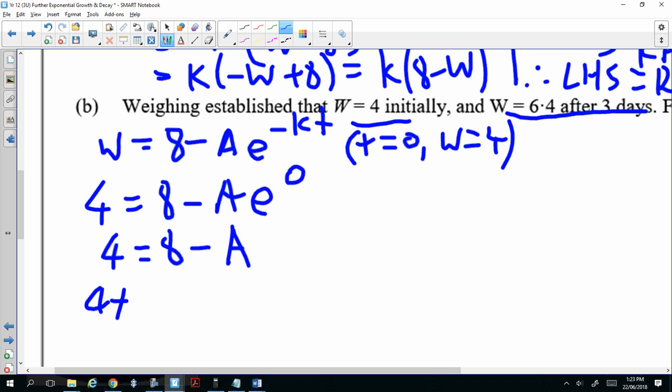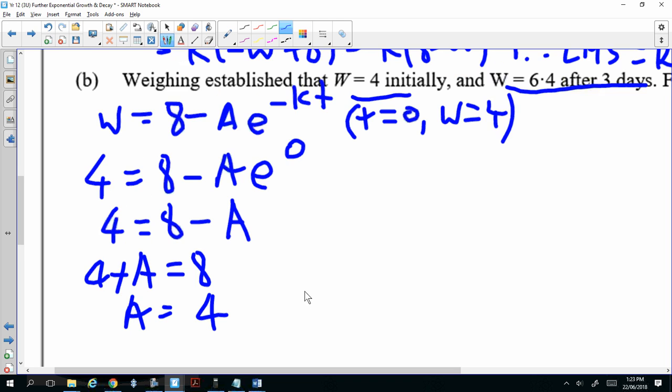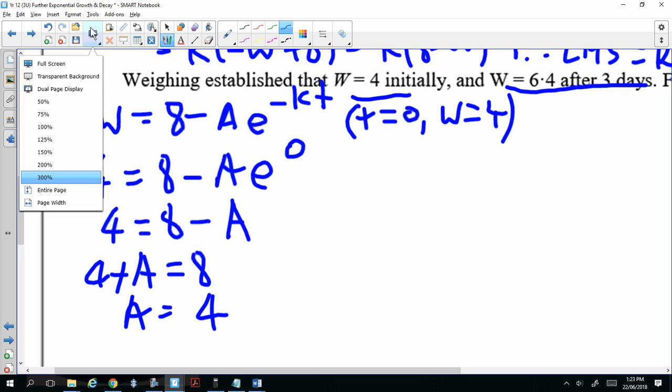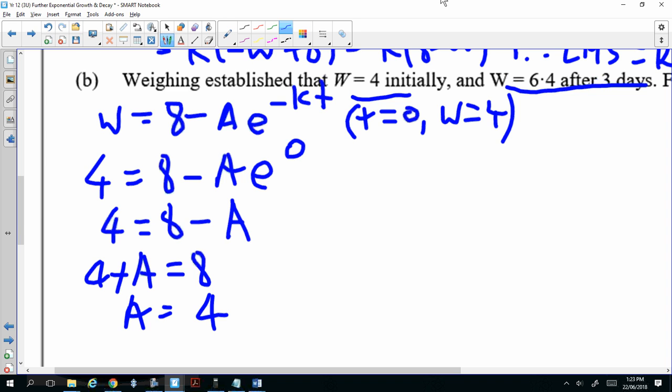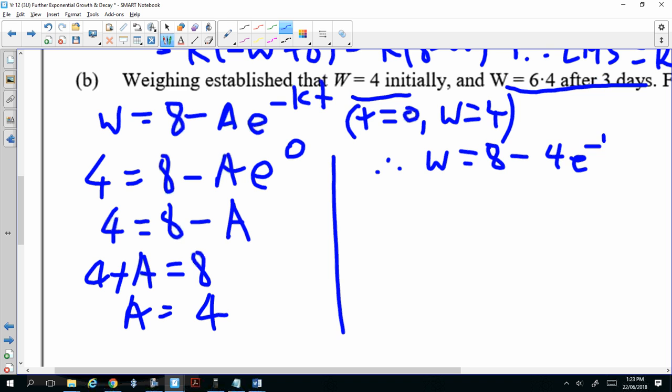And once you find a, you have to update your formula. So let's update the formula. So therefore, the formula now becomes W equals 8 minus 4 e to the power negative kt. That. And then what you do is you substitute, replace W by 6.4.